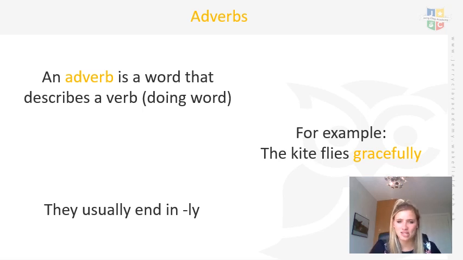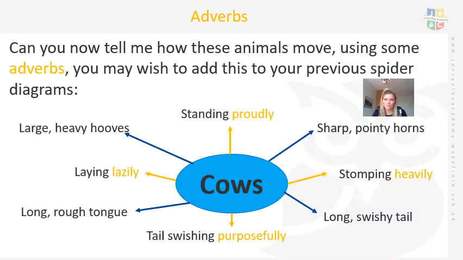So what I'd now like you to do is thinking about how you've moved and how the animals move, you're going to be using the adverbs to help describe. So adding to your spider diagram, or however you've set it out, I've just used to continue to show you the spider diagram, as for me I find that easiest. So I'd like you now to tell me how they move. So thinking about, if you moved like a cow, how did you move like a cow? Were you stomping heavily? So see if you can get some adverbs in there. You might have been standing proudly, laying lazily. Your tail might have been swishing purposefully.